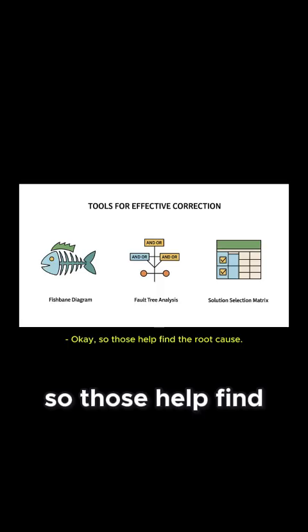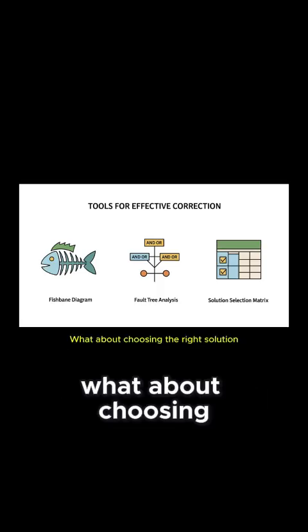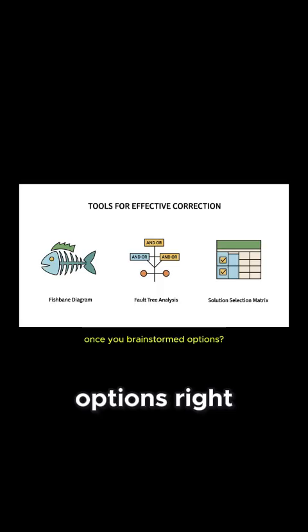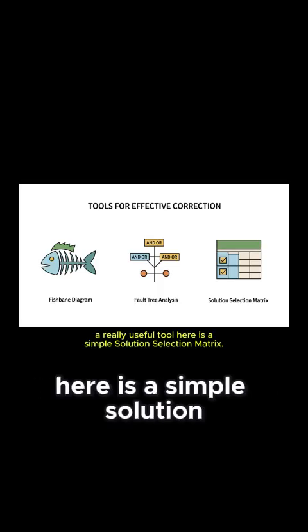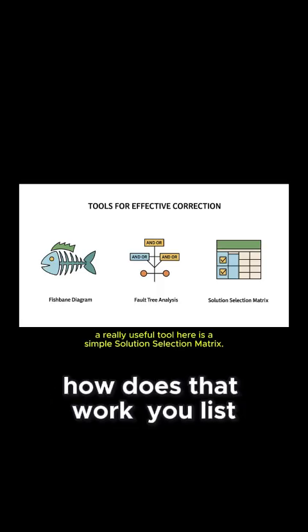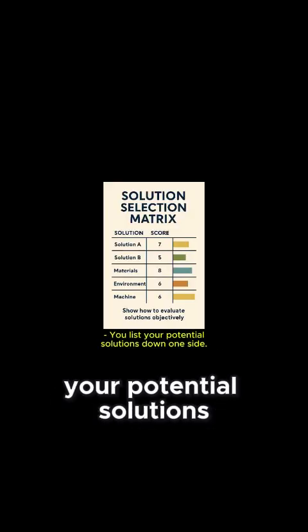Okay, so those help find the root cause. What about choosing the right solution once you've brainstormed options? Right. For solution selection, we mentioned criteria. A really useful tool here is a simple solution selection matrix. How does that work? You list your potential solutions down one side.